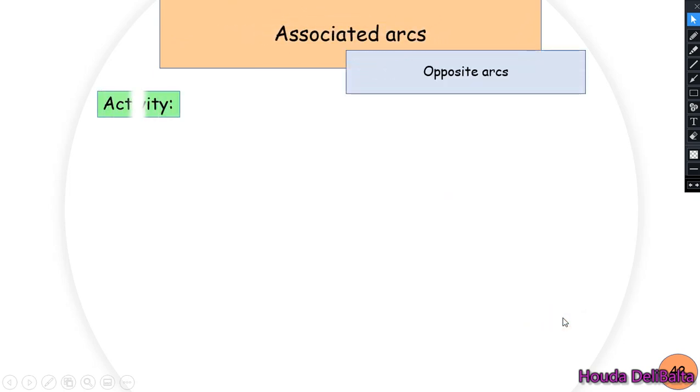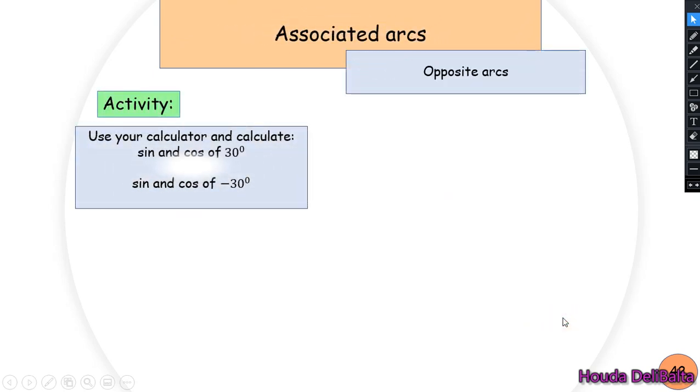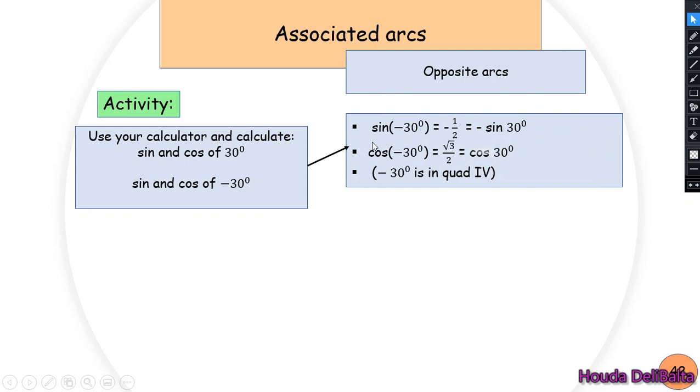Here we go with the last idea concerning opposite arcs and another activity. Also again, hold your calculators and press sine 30, then cosine 30. Note down the answers. Of course, you will get half and radical 3 over 2. Press sine of minus 30 and cosine of minus 30, and let's see what you get. Sine of minus 30 will be given by the calculator as minus half, which is minus sine 30. And cosine of minus 30 is given by radical 3 over 2, which is the same as cosine 30.